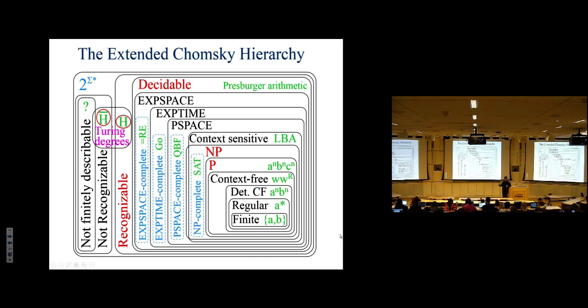All these sets are proper, except possibly P and NP. We don't know if that's proper or not. That's literally worth $1 million. Bounty from the Clay Institute. Everything else we know to be proper.